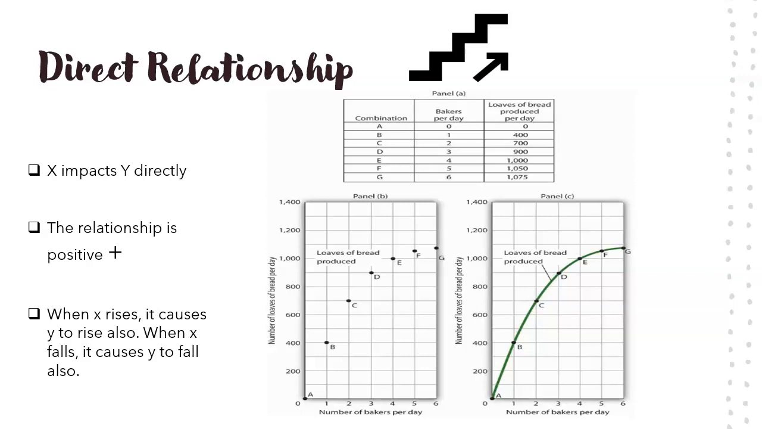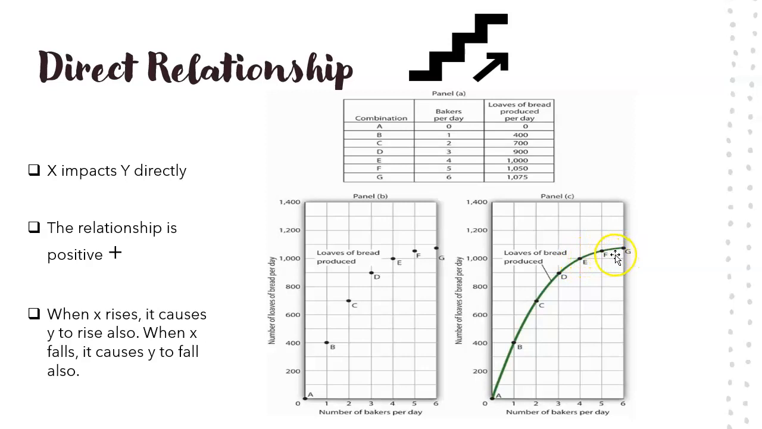What does that mean? It means you have x impacting y directly. They have a positive relationship. If x goes up, so does y. If x goes down, so does y. So in this case, we're looking at the number of bakers per day and the number of loaves that they actually bake. And you can clearly see that the more bakers are baking, the more bread is going to be baked, but then eventually that's going to slow down a little bit.